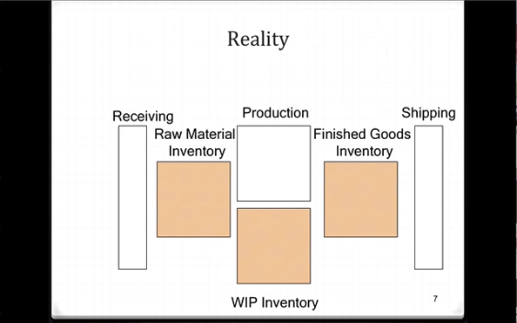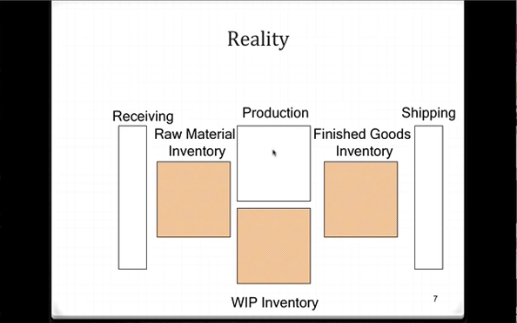But the reality is we tend to add storage here to deal with the uncertainty. And the uncertainty is in our production area, it's in our supply chain, which corresponds to our receiving area, and it's in the shipping, which corresponds to customer demand. So we have three primary areas of uncertainty that result in a certain amount of storage here.